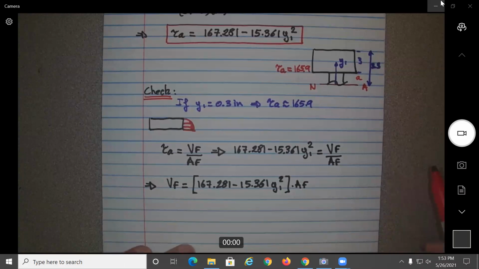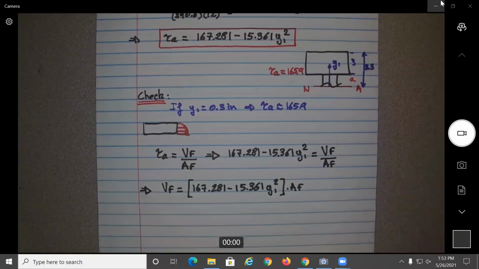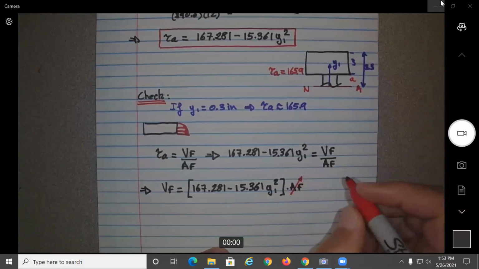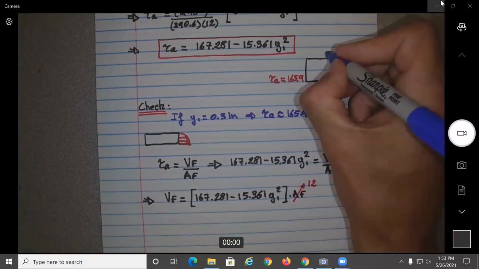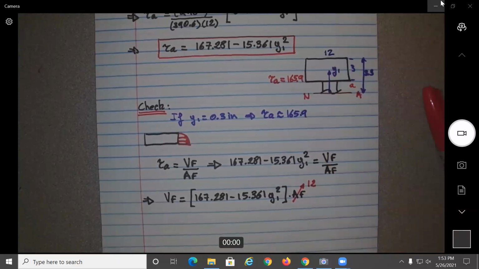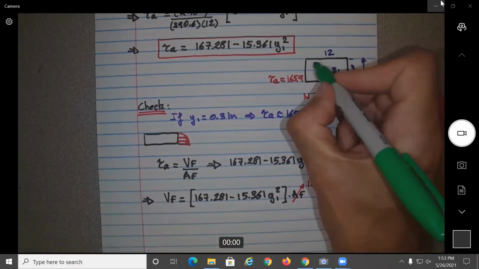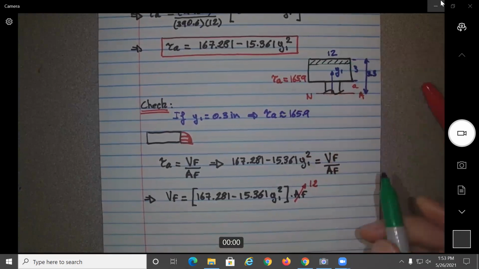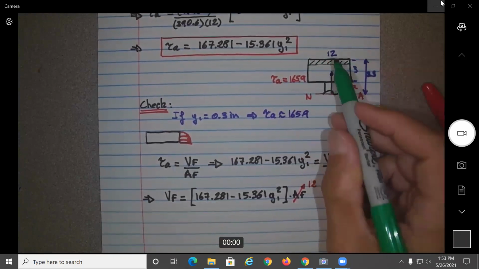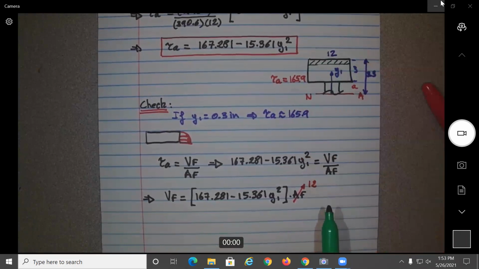Okay, so now what is A sub F? What did we say was A sub F before? We say it was 12 times 3, no? But if we need to write A sub F in function of Y, this will be equal to what? 12 should be the thickness over here. And then you will have here the height of this element. That would be what?